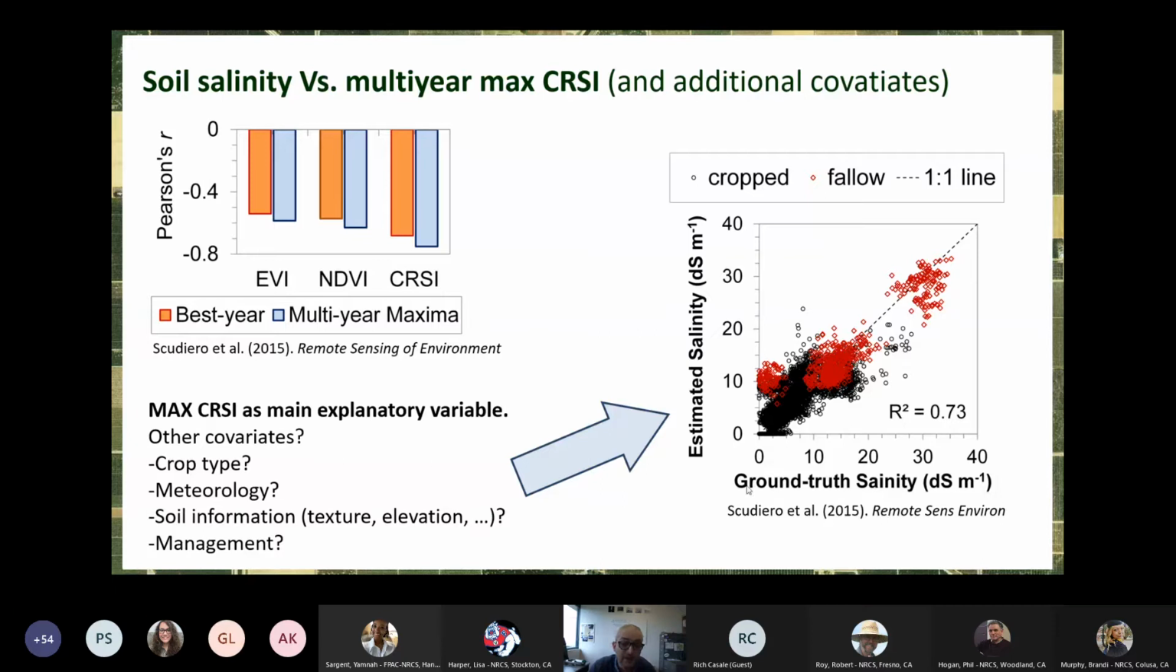And here we have the ground truth salinity, so what we measure in the field, and what the model estimates. And the closer you are to this one-to-one line, the better. So we can see that the model is fairly accurate in predicting salinity across a fairly wide range. It has some troubles with fallow fields in the low salinity ranges, but for crop fields, it's performing pretty well.